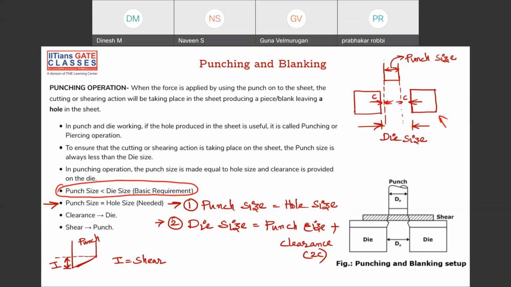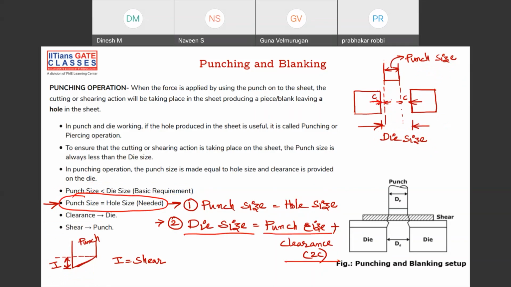So the basic requirement of punching is that punch size should be less than the die size. And what should be the punch size? Punch size should be the hole size. The hole that you want to make is the punch size. If you want to make a hole of 2 mm diameter, then the punch size that you have to select should be equal to 2 mm diameter. And then on that, you have to provide some clearance and make that the die size. So, very important point: punch size should be less than die size, and punch size is equal to hole size. Hence, die size is equal to punch size plus 2 into clearance.